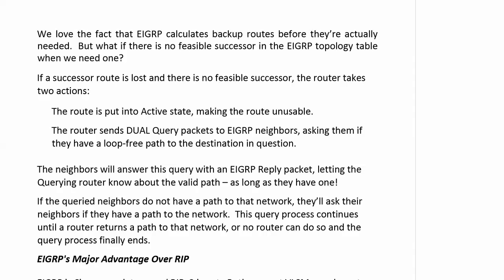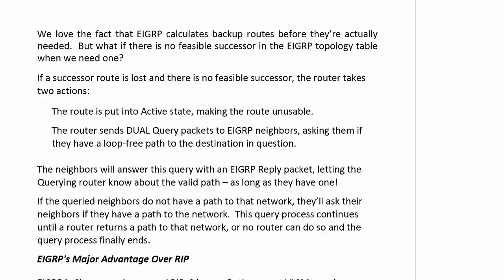Well, it's not good, but we do have a process for that. We love the fact that EIGRP calculates those backup routes before we need them. We love that. That's redundancy at its finest. But what if we go for that backup route and we don't have one? Well, if a successor route is lost and there is no feasible successor, the router will take 2 actions.